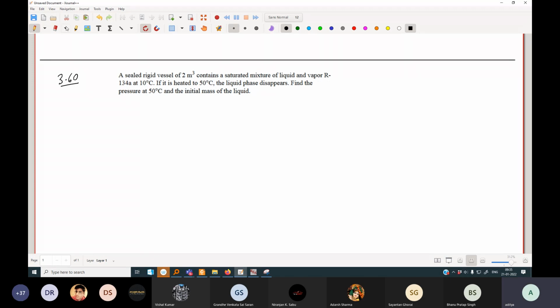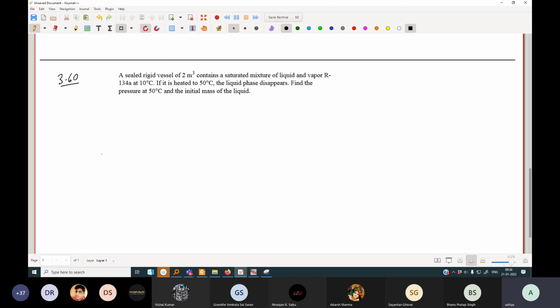Okay, so this is the question. A sealed rigid vessel of 2 meter cube contains a saturated mixture of liquid and vapor R134A at 10 degrees Celsius. If it is heated to 50 degrees Celsius, the liquid phase disappears. Find the pressure at 50 degrees Celsius and the initial mass of the liquid. So let's do it. Let's draw.